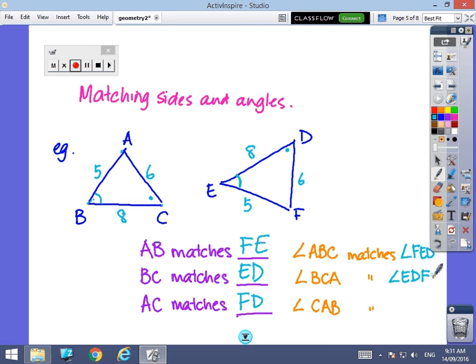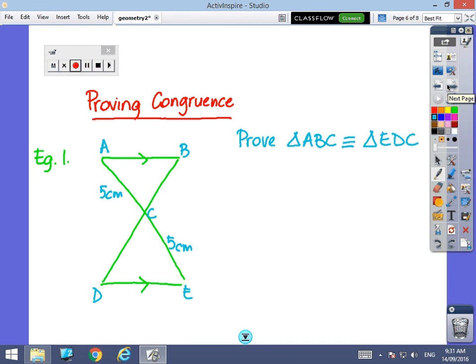And finally angle CAB, which is between 5 and 6, is matching to angle EFD. And we're going to use them now to do a proof. Okay, here I have two triangles. They're connected here at this point C, and we want to prove that triangle ABC is congruent to triangle EDC. We're always going to follow this same pattern.